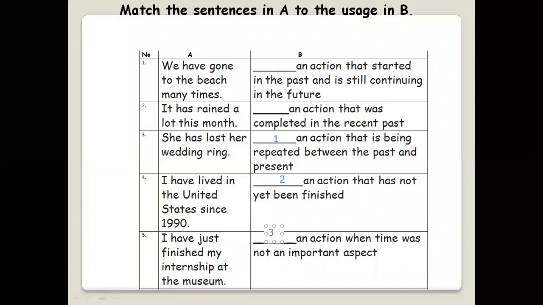Now let's move to number 4. I have lived in the United States since 1990. So I'm talking about an action that started in the past. So the word since means it's still until now and maybe for the future. So it's continuing in the future maybe. So this sentence for this usage for number 4.